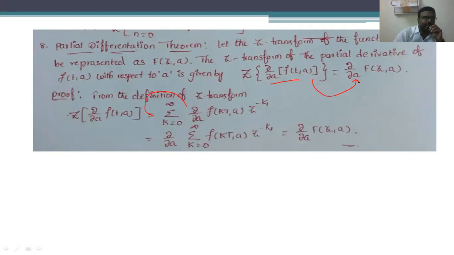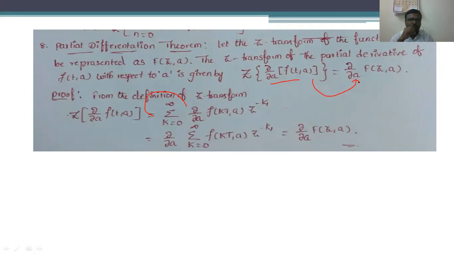Okay. These are the 8 different theorems or properties of the Z transform: addition and subtraction, multiplication by a constant, shifting theorem, right shift and left shift, initial value theorem, final value theorem, convolution theorem, and partial differentiation theorem. 8 different theorems, very very important, which are asked in your previous university question papers. Okay, so with this, we have completed the theorems of the Z transform.